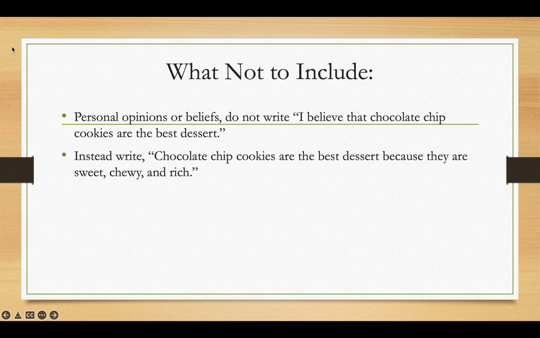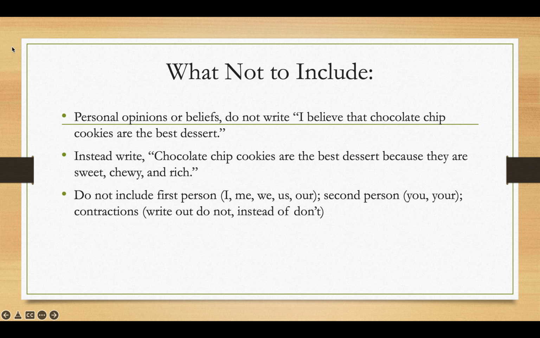When you have an argument in your research paper, you're going to state it strongly without any first person, and you're going to state the reasons behind it. So instead of writing, I believe the chocolate chip cookies are the best dessert, you would write, chocolate chip cookies are the best dessert because they are sweet, chewy, and rich. And now I want a chocolate chip cookie.